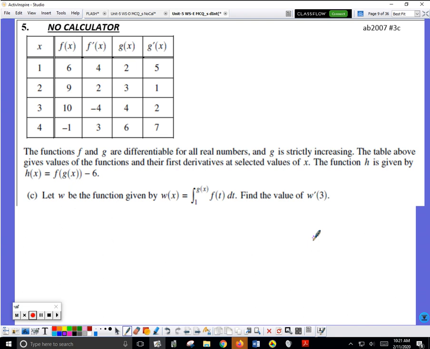Okay, once again, make sure you take Cassie's advice. Don't let it intimidate you. They have tables and lots of problems. Who cares? They say F and G are differentiable. That clue is rarely important.